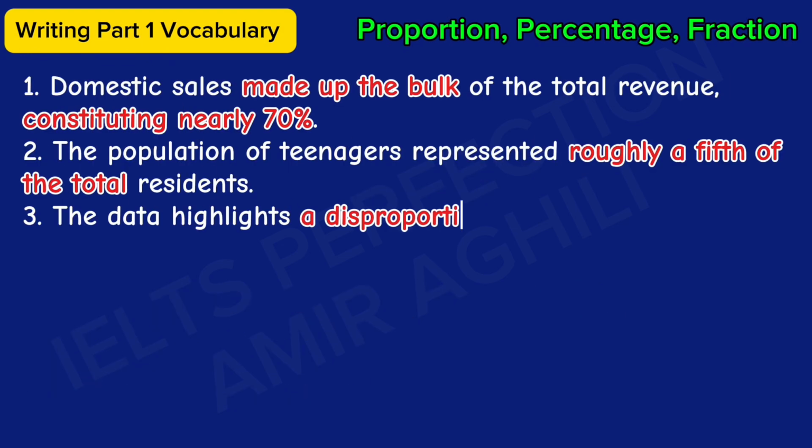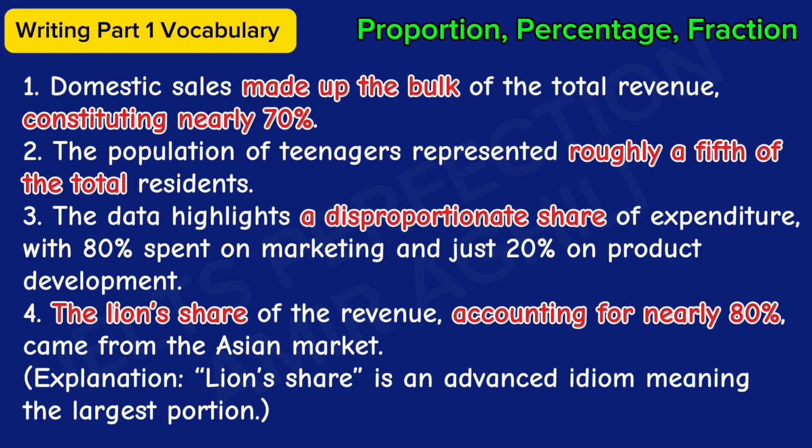1. Domestic sales made up the bulk of the total revenue, constituting nearly 70%. 2. The population of teenagers represented roughly a fifth of the total residents. 3. The data highlights a disproportionate share of expenditure, with 80% spent on marketing and just 20% on product development. 4. The lion's share of the revenue, accounting for nearly 80%, came from the Asian market.